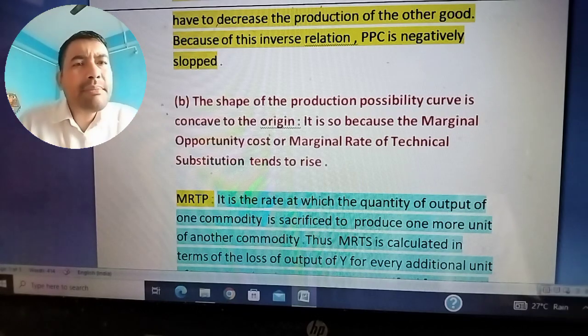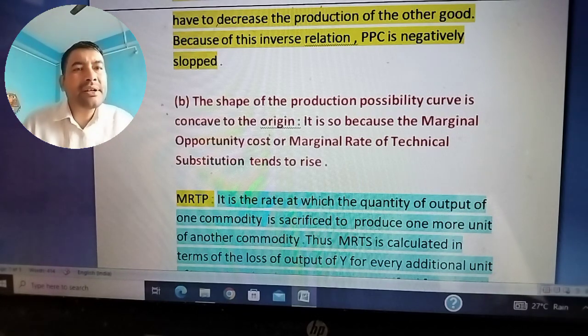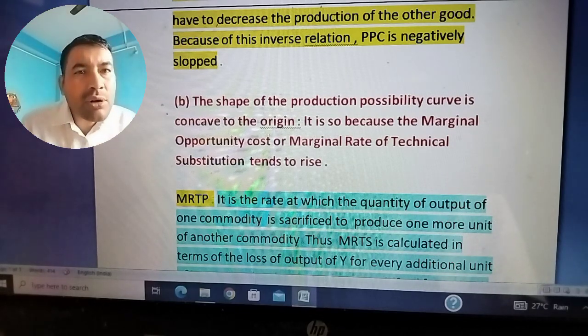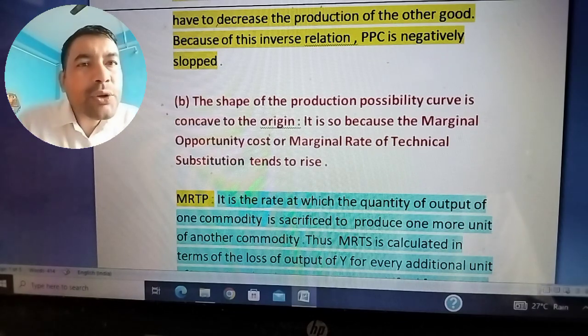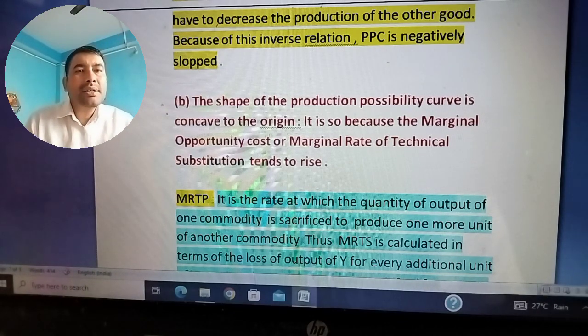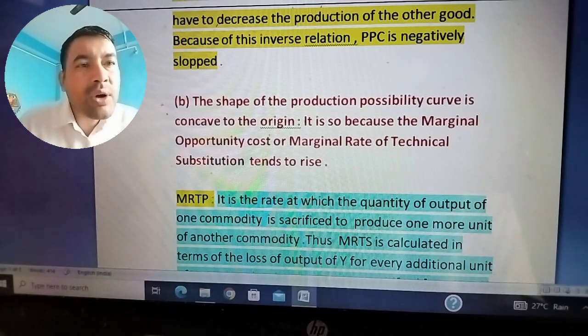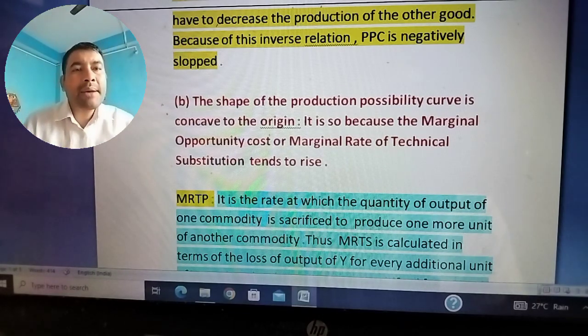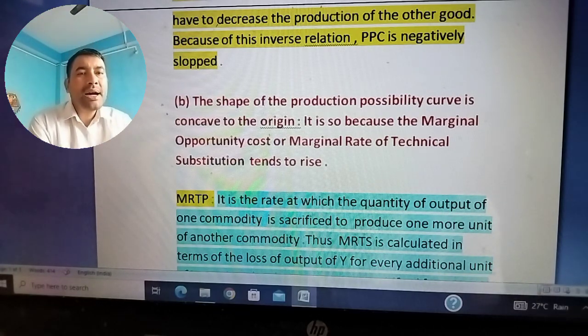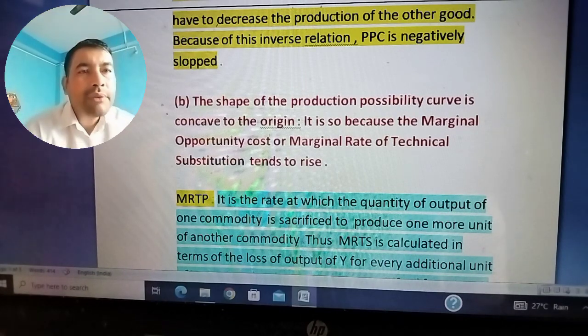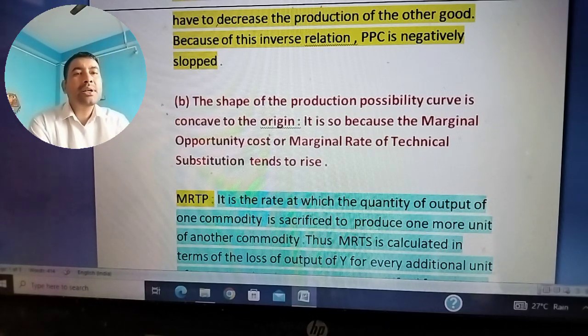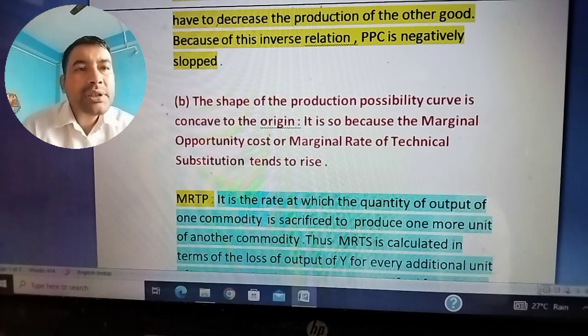It is because the marginal opportunity cost or marginal rate of technical substitution tends to rise. Why is it concave to the origin? Because in order to produce more of one good, you have to sacrifice more and more of another good. So that's why the marginal opportunity cost, or MRTS, which is known as marginal rate of technical substitution, tends to rise. Because of the marginal rate of technical substitution, the shape of the production possibility curve is concave to the origin.